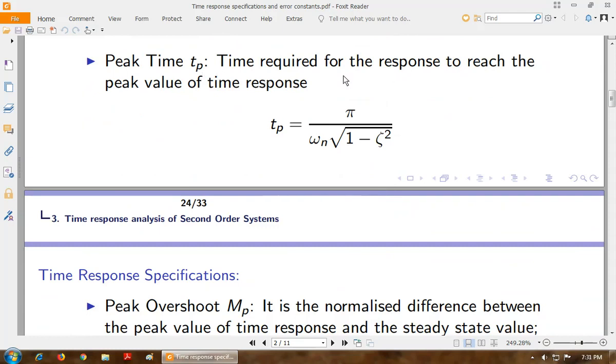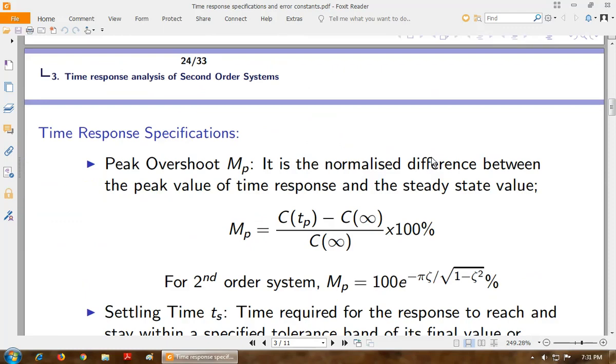It is the time required for the system response to reach the peak value of the time response. So the first peak value is shown, and that is called the peak time, and this is pi by omega d. It is calculated by first sketching this, and if not satisfactory, change the value of zeta, so then the peak time can be made satisfactory.